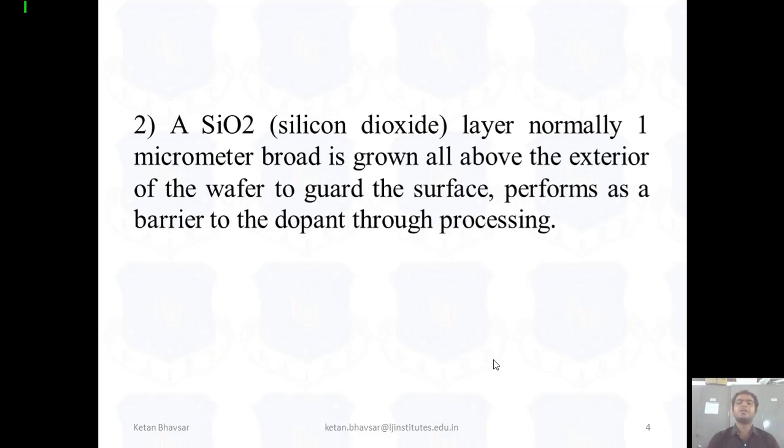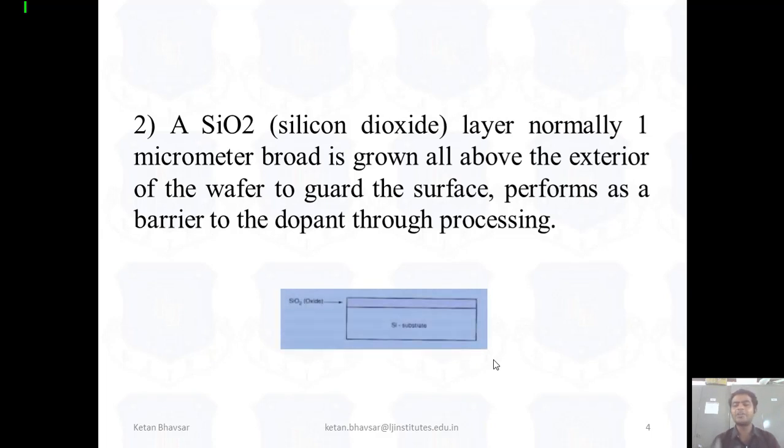Next step, an SiO2 layer, normally 1 micrometer thick, is grown all over the exterior of the wafer to protect the surface and perform as a barrier to the dopant diffusion through processing. So we covered that particular Si layer or Si substrate with an SiO2 layer. It is generally used to provide protection, and it also helps provide connectivity from the substrate to the terminals.